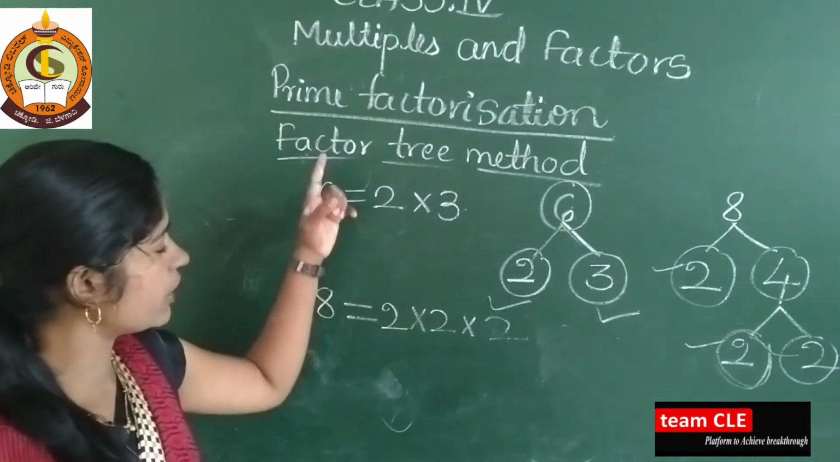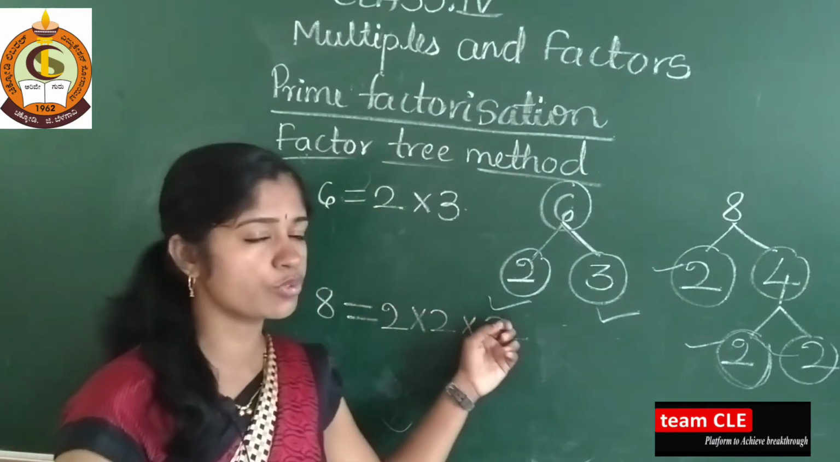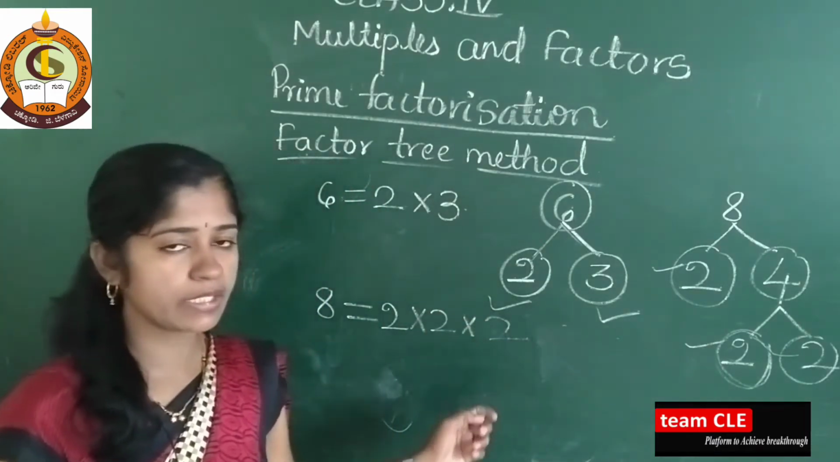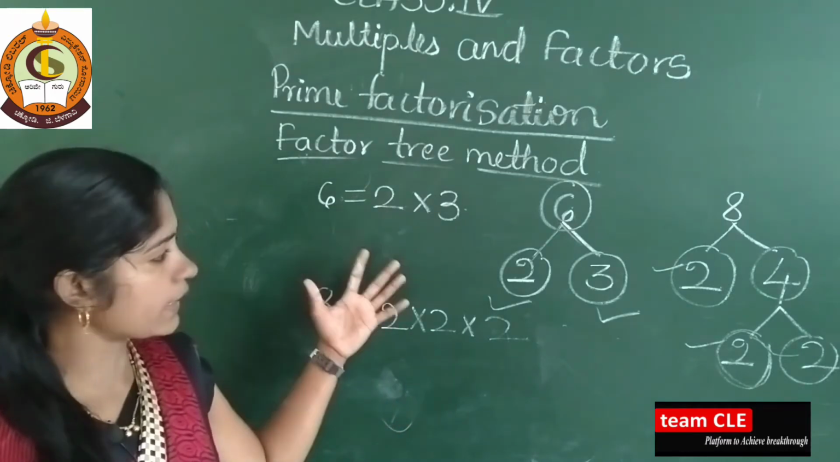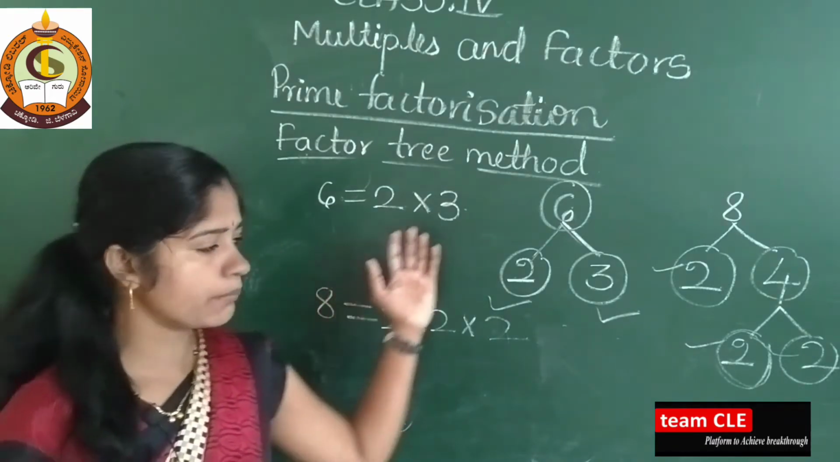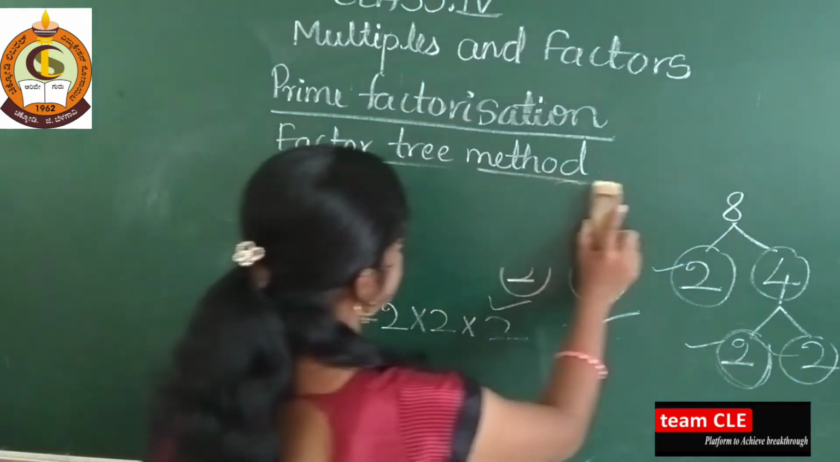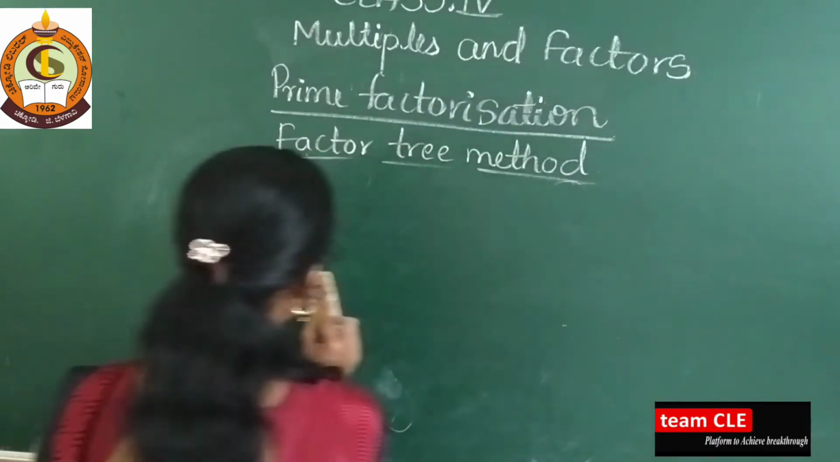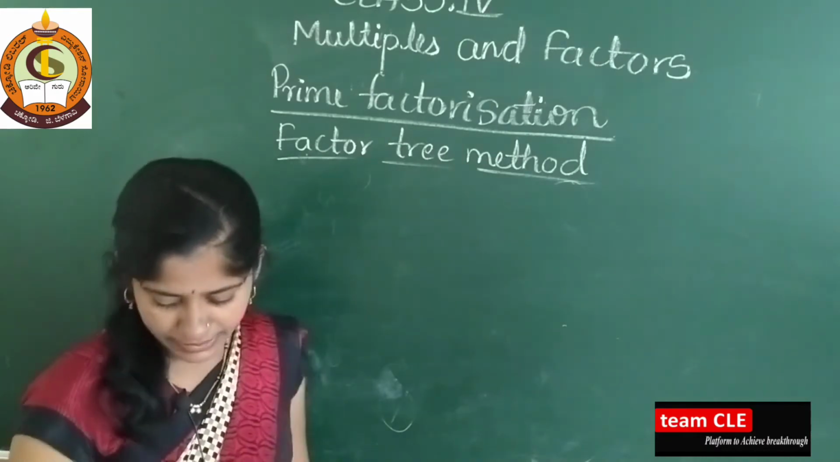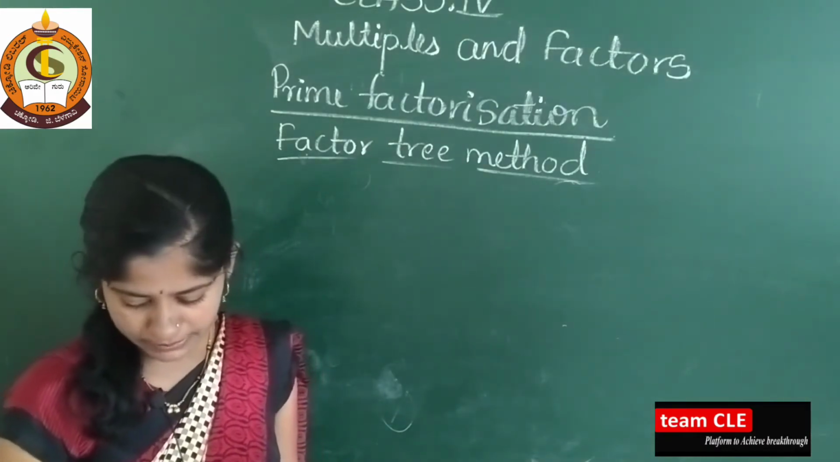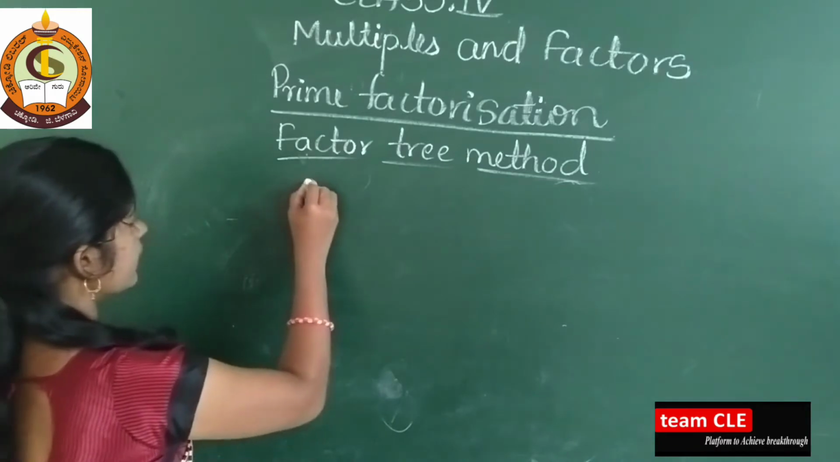Prime factorization method means you must and should use prime numbers. We are finding the prime factors of 6 and 8 by the tree method. Let us take one more example from your My Practice Time 4, and that is 30.